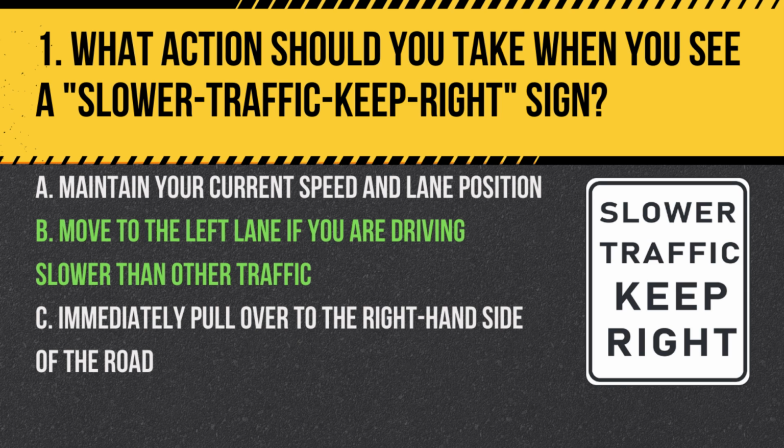Answer. B. Move to the left lane if you are driving slower than other traffic. The slower traffic keep right sign is used to minimize traffic congestion by keeping slower moving vehicles in the right lane, allowing faster traffic to pass on the left.